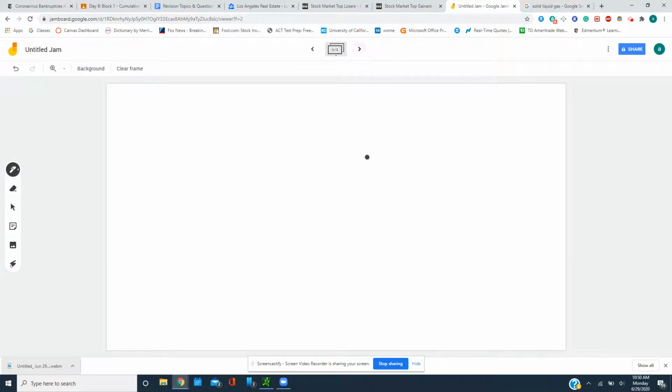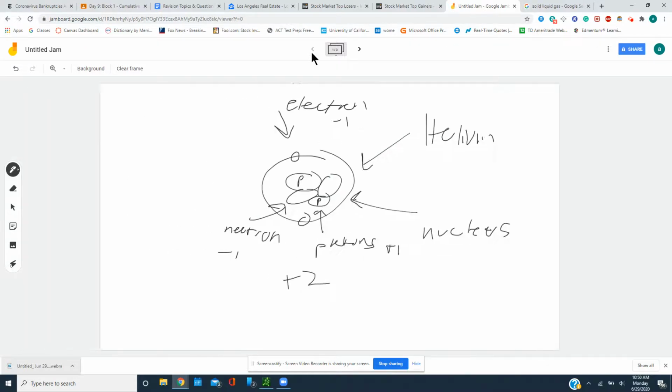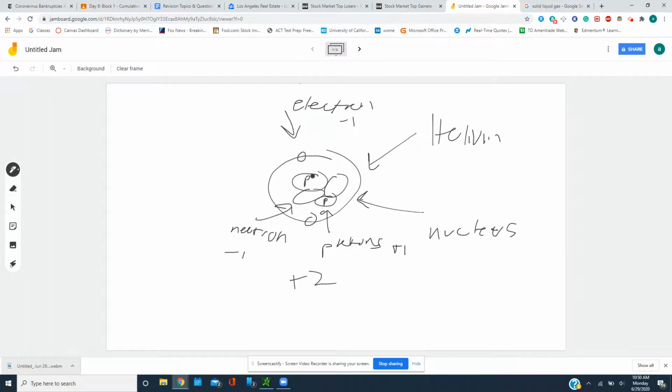So now atomic mass. Atomic mass is the mass of the protons and neutrons combined. It's very simple.